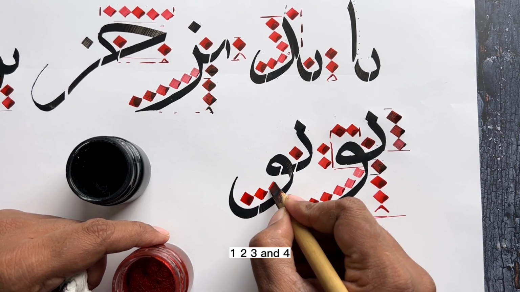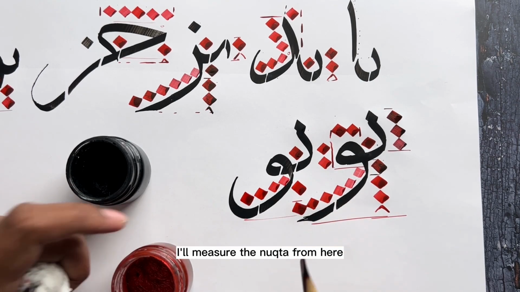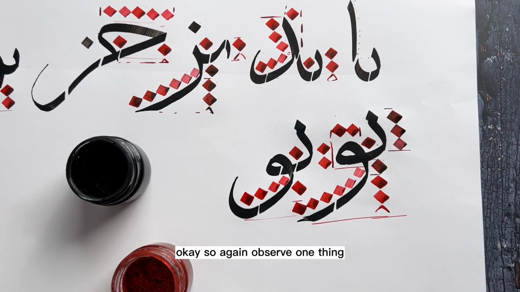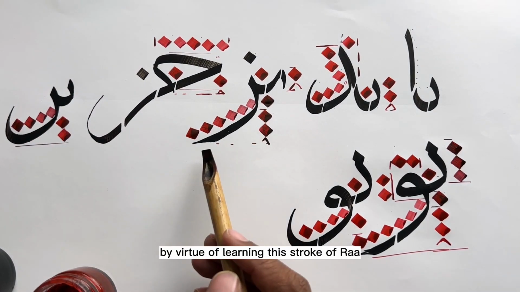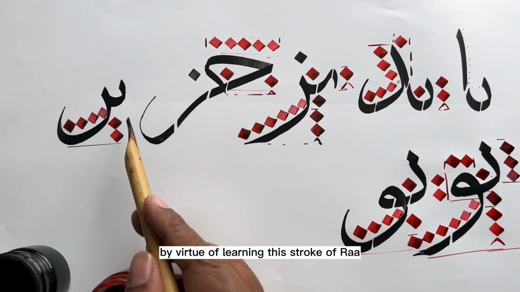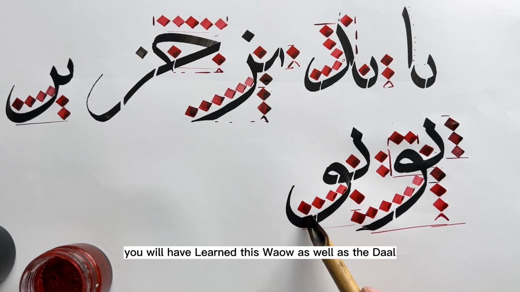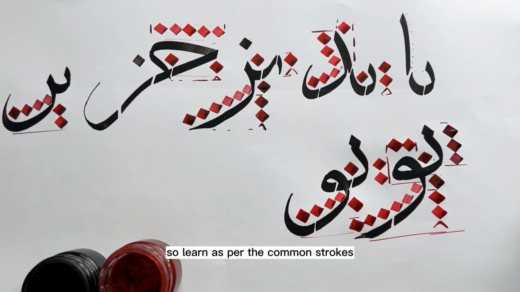1, 2, 3, and 4. Depth again approximately 2 nuqta. I'll measure the nuqta from here. Okay, so again, observe one thing. By virtue of learning this stroke of Ra, you will have learned Waow. By virtue of learning this stroke of Ra, you will have learned this Waow as well as this Daal. So learn as per the common strokes, and that's exactly what I teach in my advanced course.